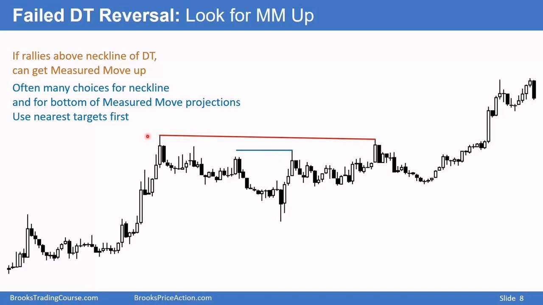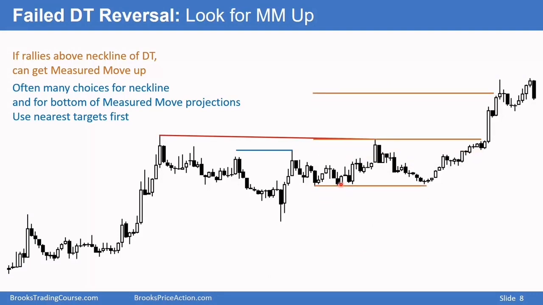Many choices for a neckline, because most of the time the tops are not exactly at the same level. In any case, this is an obvious neckline. If it breaks above it, the market may rally for a measured move up. The bears expect a double top here and here to fall below the neckline for a measured move down. If it breaks above the double top, traders expect a measured move up.